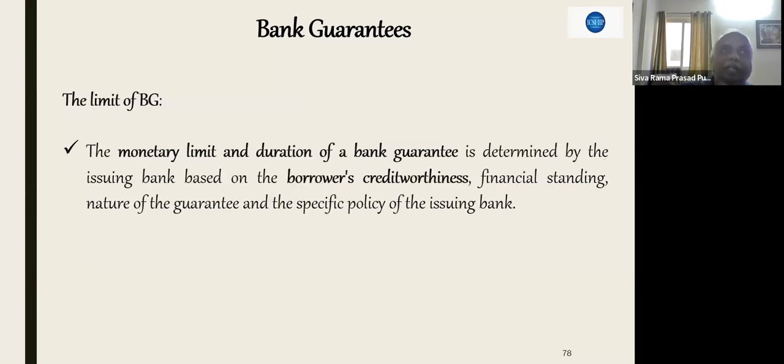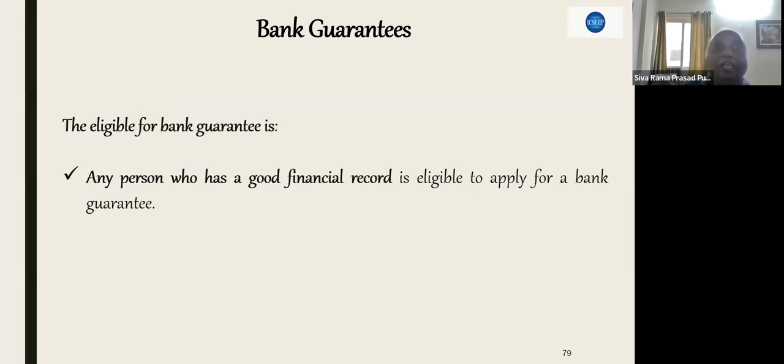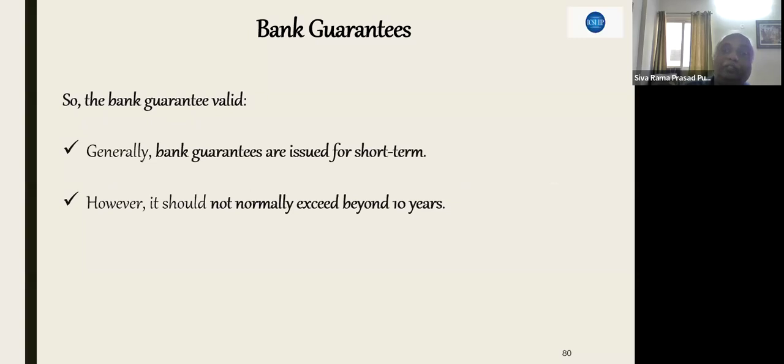And the limit of a BG: the monetary limit and the duration of the bank guarantee are determined by the issuing bank based on the borrower's creditworthiness, financial standing, nature of the guarantee, and the specific policy of the issuing bank. All these things are to be taken into consideration while issuing bank guarantees. Eligibility: any person who has a good financial record is eligible to apply for a bank guarantee. No doubt at all.